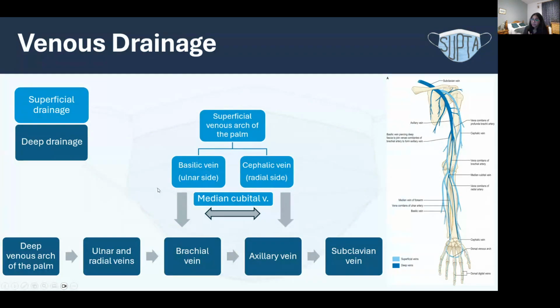Okay, I'm going to summarize real quick. Venous drainage: deep venous arc of the palm drains into ulnar and radial veins, which drain into the brachial vein, which drains into axillary, which drains into subclavian. Superficial drainage: the basilic vein drains into brachial, the cephalic vein drains into axillary, both connected by the median cubital vein, and axillary drains into subclavian. So subclavian is like the ultimate, okay?